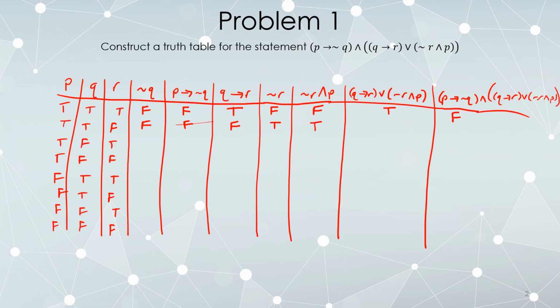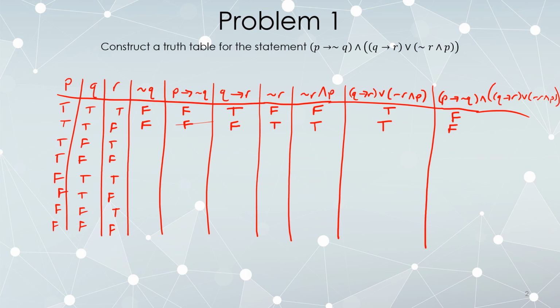Since the right side of this OR statement is true, this OR statement is still true. And now that we have the right side here, this OR is true. We look at this AND, but P implies not Q is still false. So since this statement is false and it's the left side of this AND, still false.